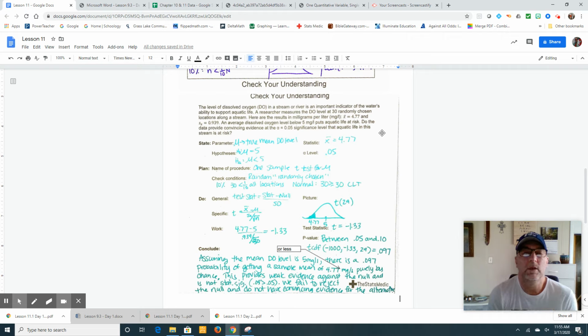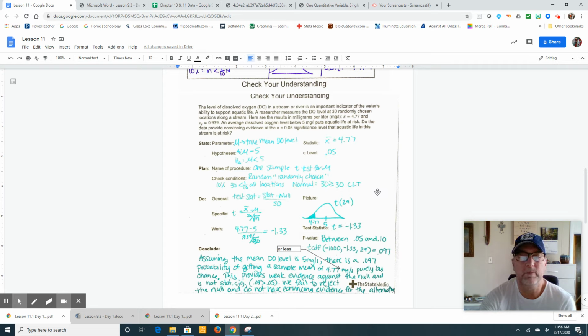All right, so our parameter is the true mean DO level. The null is 5 and the alternative is less than 5. Their statistic is x bar 4.77 and alpha level 0.05. All right, so this is a one sample t-test for the mean. In this case, they do tell us that they were randomly chosen. It says 30 randomly chosen, so we have a random condition. 30 is probably less than 1/10 of all locations. Once again, we have normal because they did 30, so by central limit theorem we don't need to worry about that.